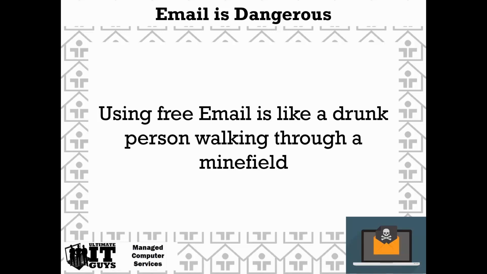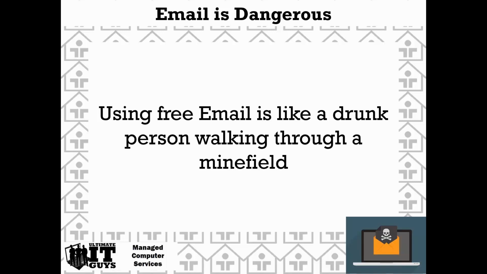Now, what is free email? Free email is what you get from your internet provider. You're not paying for it. You might think you are, but you're really not. You're paying for internet service. And as a benefit, they're giving you this free email account.